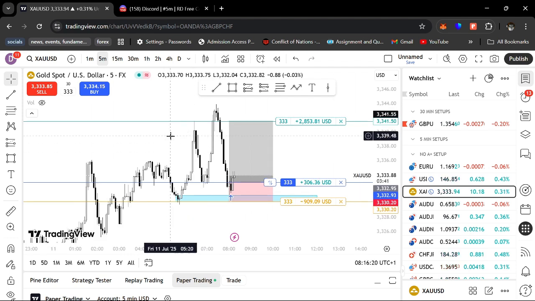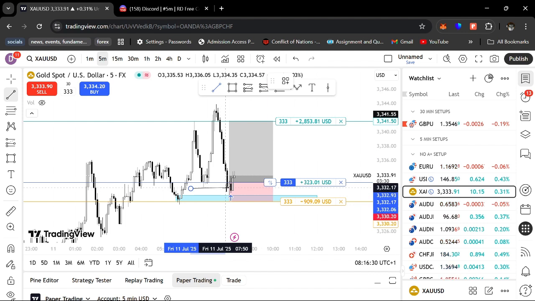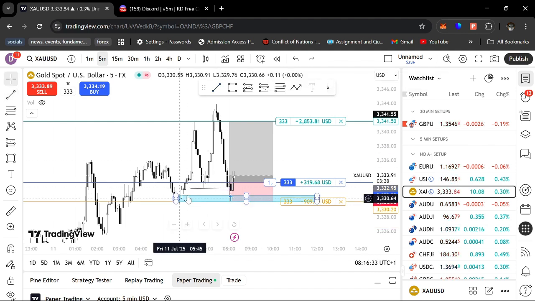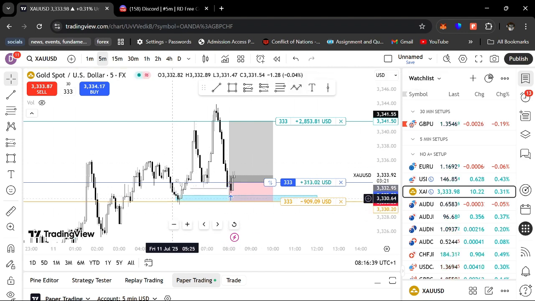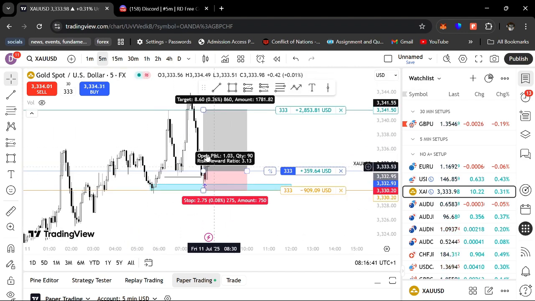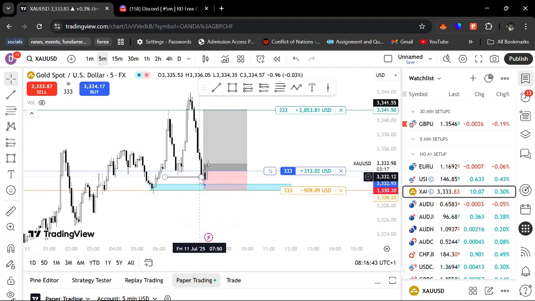Now my strategy is liquidity, supply and demand. What does that mean? It's like supply and demand, but price must sweep liquidity before tapping my zone. So this was the liquidity level here. I just look for a demand zone beneath that liquidity area, which is this one right here. What do you see price do? Price swept the liquidity and tapped into it.